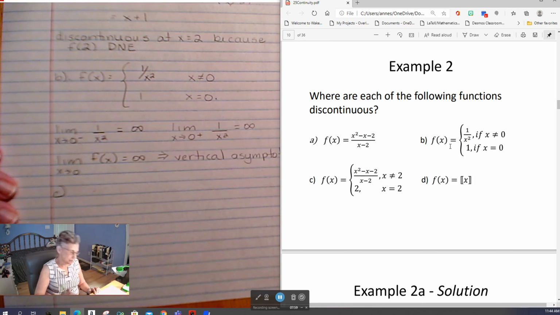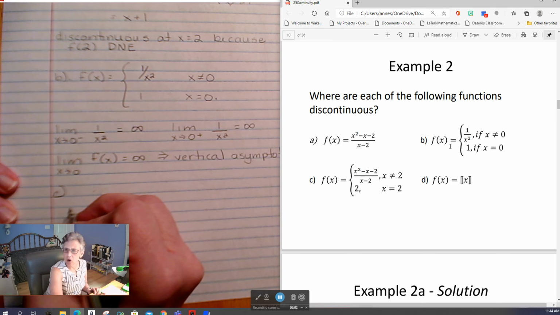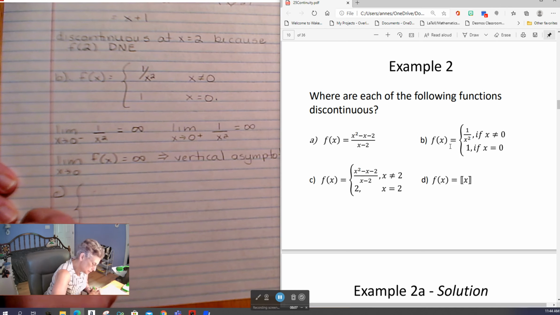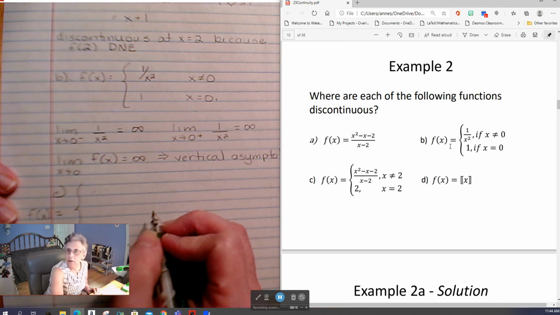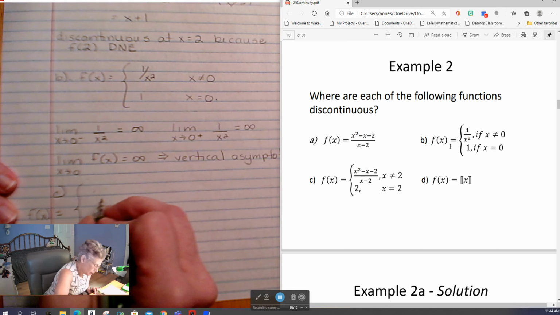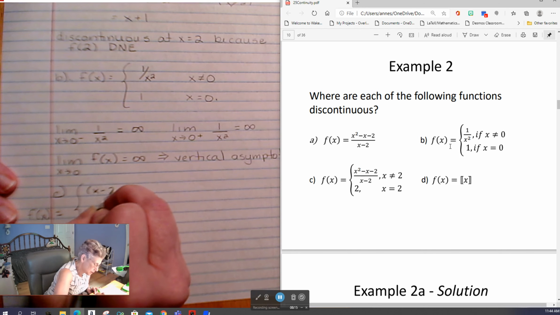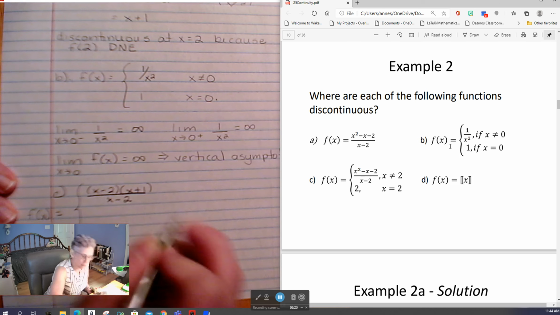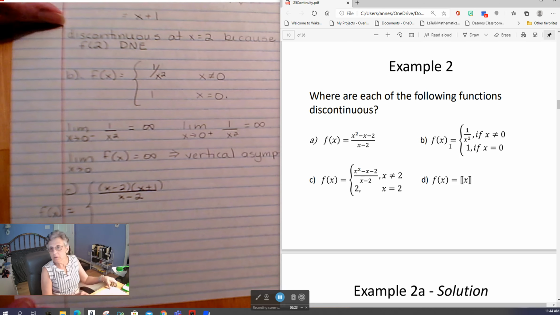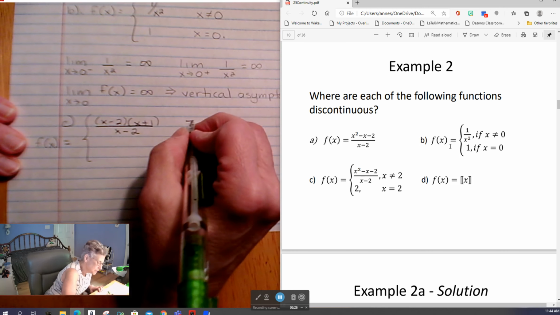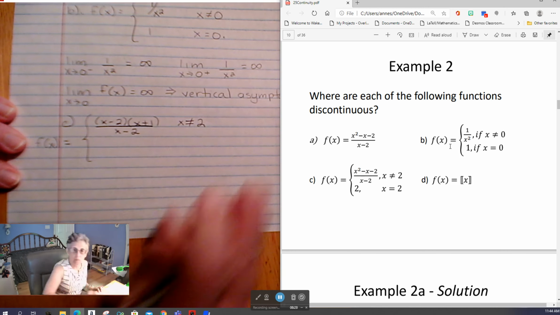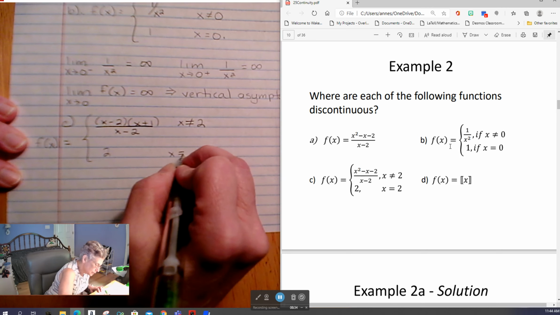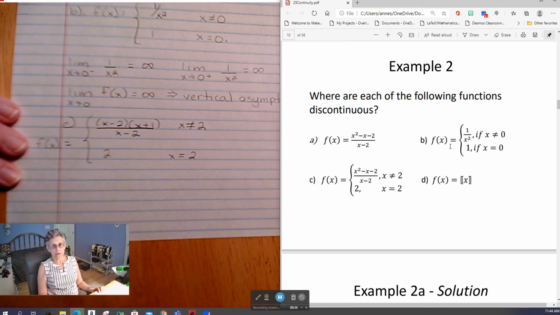Let's look at part C. So part C looks a whole lot like part A did. F of x is equal to, I'm going to go ahead and write x minus 2 times x plus 1 over x minus 2, as long as x does not equal 2. And it's equal to 2 if x does equal 2.